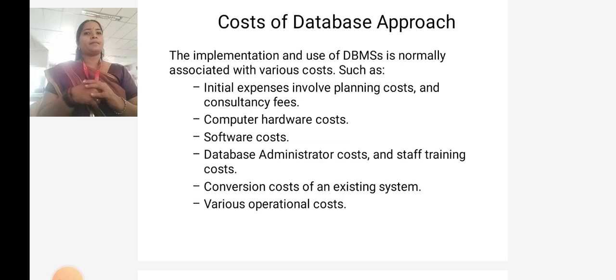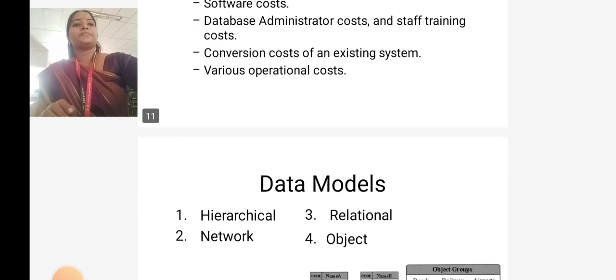Cost of the database approach. The implementation and use of database systems is normally associated with various costs. That includes initial expenses involving planning costs, consultancy fees, and computer hardware costs, to be planned in the requirement analysis itself. Software costs are also there. So database administrator costs and staff training costs will also be there. There are certain disadvantages also in this database management system. So conversion costs of an existing system and various operational costs will also be included here.